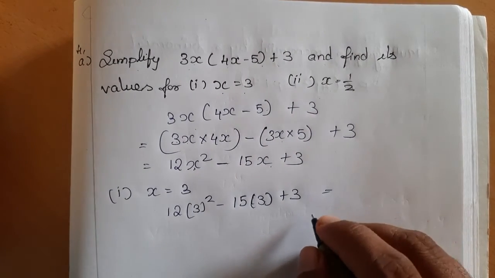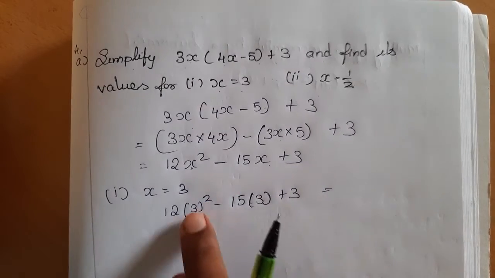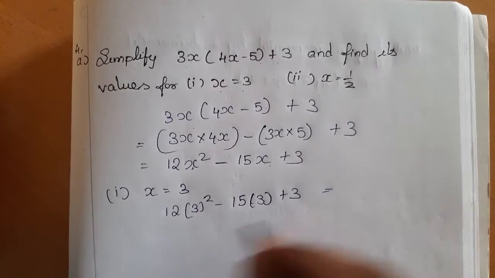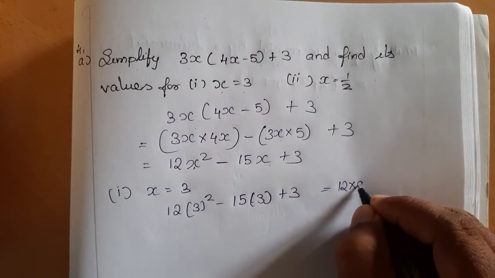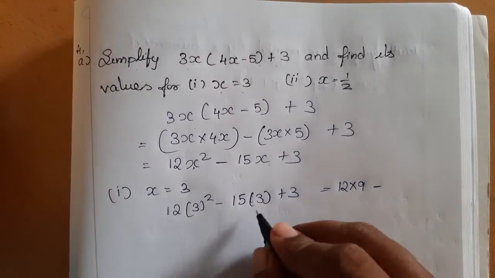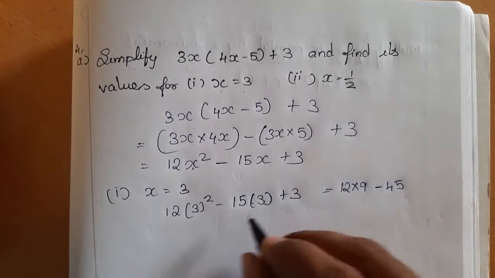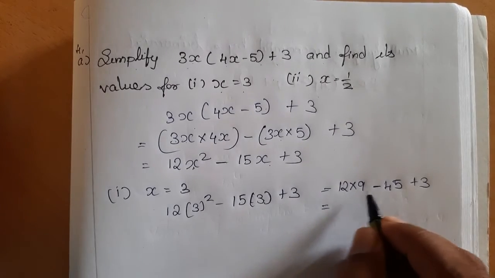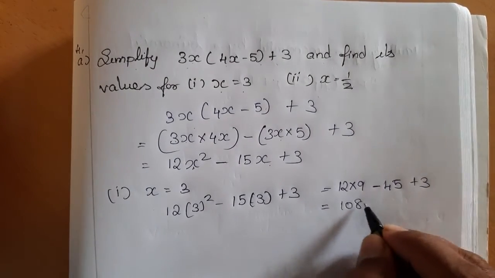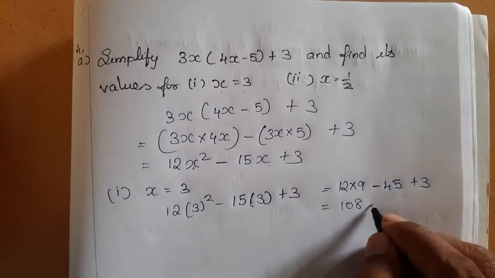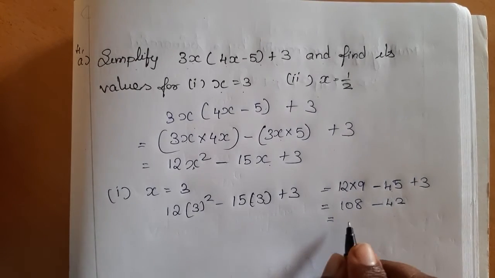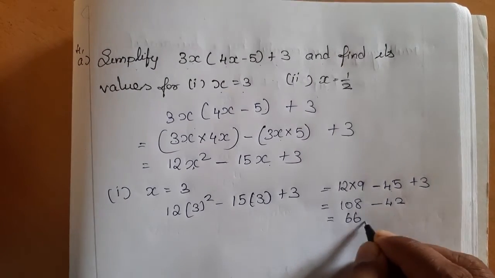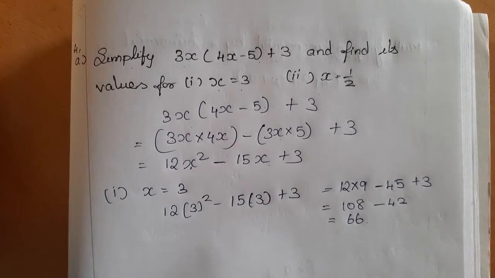That's why it's a multiplication, and I represent the multiplication in the bracket. So first we have to do this. 3 square is 9, right? 3 into 3 is 9. So 12 into 9, let me write that step. 12 into 3 square is 9, minus 15 into 3 is 45, and plus 3, right? So 12 into 9 is 108, minus 45 plus 3 is minus 42. So 108 minus 42 is equal to 66. So this is our answer for the first.